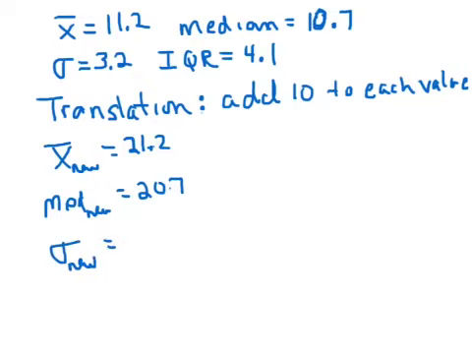However, the new standard deviation is still 3.2. Nothing is any more spread out from the center, from the mean, than it was before, and the distances between the first quartile and third quartile haven't changed either. They've just moved. So the centers get translated with the data. How things are spread out doesn't change.